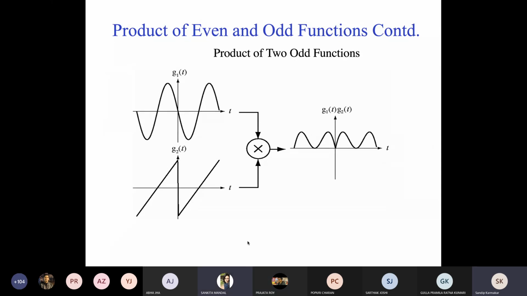Product of two odd functions. The first one is sine and the second one is a triangle. Their product g1, g2 is shown on the right hand side. So is it even or odd? Even, sir. Even function, right?